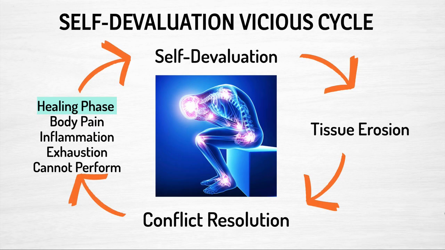All right, so this is the vicious cycle I mentioned. What can happen is we can suffer a self-devaluation conflict. So this could be any type of situation that causes you to feel unworthy, feel bad about yourself in some way. And then there's the tissue erosion, like we talked about. And then you resolve the conflict. Either you just completely forget about what was going on, you're distracted, you're doing other things, you're probably not even aware, but the conflict resolves. And then your body goes into healing.